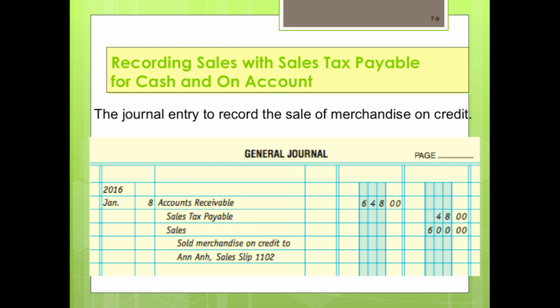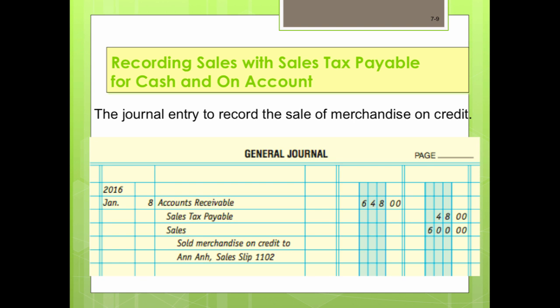If Max Out Sporting Goods sold merchandise on credit, in this case for January 8th, for $600 plus tax, it would bill the customer $600 plus $48 for the tax. Remember, the way to determine the tax amount is multiplying $600 times 8% tax. If your problems on the homework give you a different sales tax, then you multiply by that sales tax that they're asking you to calculate, okay?